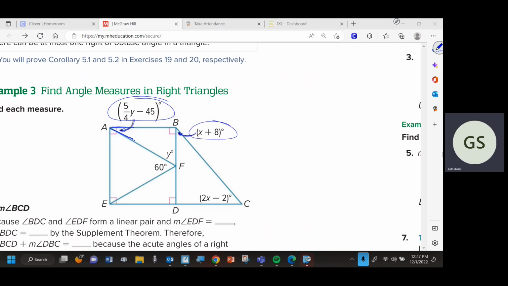So again, I'll remind you, don't freak out when you see a bunch of variables and numbers in the measure of an angle. All they're doing is representing whatever that measure is. It could be 60, 58, 47, 32. They're just representing that number with some variables and other numbers, just like I've told you, we can represent $10 with two fives, or a five and five ones.